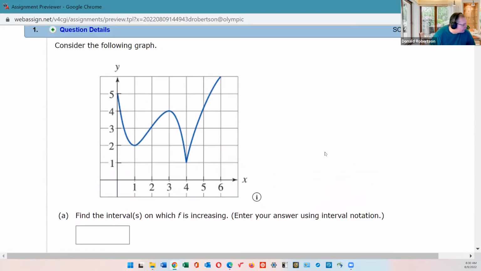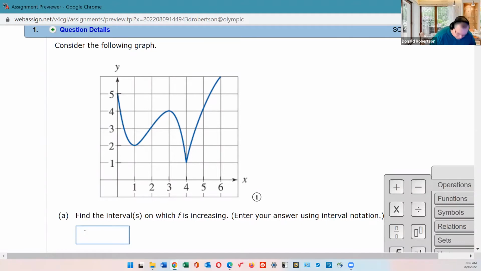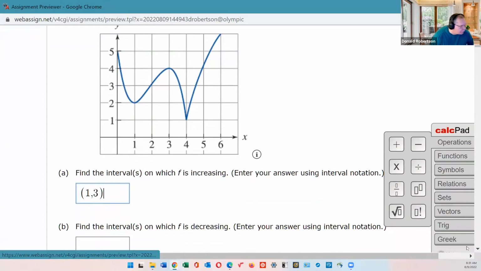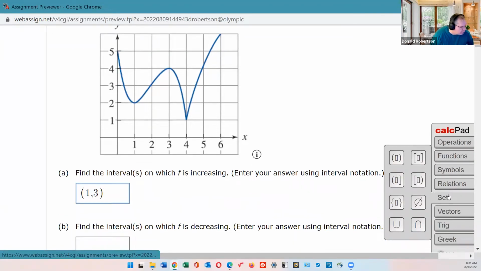So if I look at this function here, would you agree it's increasing from 1 to 3, right? From x equals 1 to x equals 3. So we would write that down as a 1, 3 guy. And then from 4 to 6. And so I need to do a union symbol, which is that guy. And then we'll do 4 to 6.